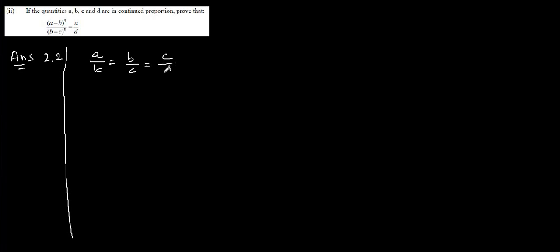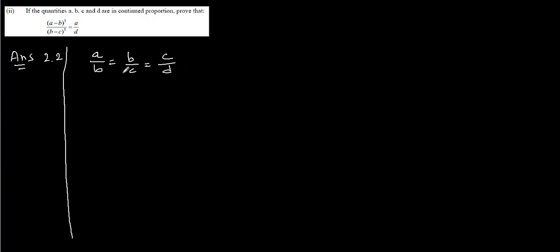What it says: if the quantities A, B, C and D are in continued proportion, prove that. So we have to prove. First of all, it should be in continued proportion. So our answer begins like this. Answer, question number 2, second, so 2.2. And our answer begins in this manner. First of all, we'll write about the continued proportion. A upon B is equal to B upon C is equal to C upon D.